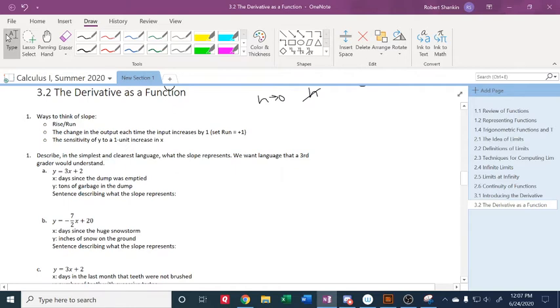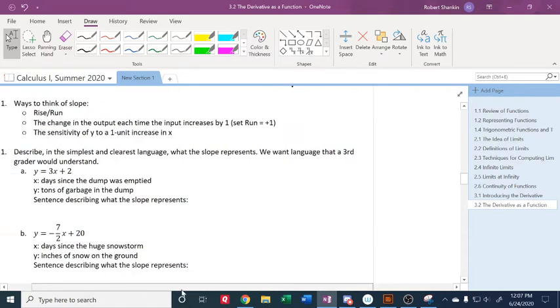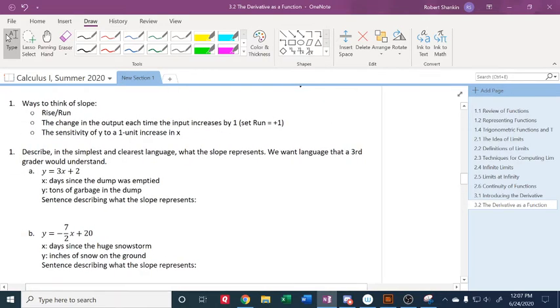The most common way, the way that you were taught for probably many years, was the slope is the rise divided by the run. And that's really more of a way to compute it than to interpret it. When we interpret it and say, what does it really mean, there are 2 ways of looking at it that I really like. One of them is, it's the change in the output each time the input increases by 1.